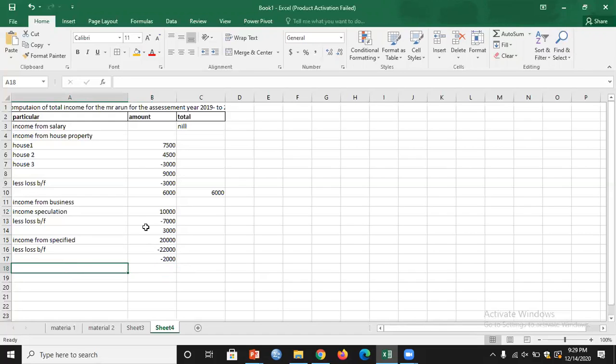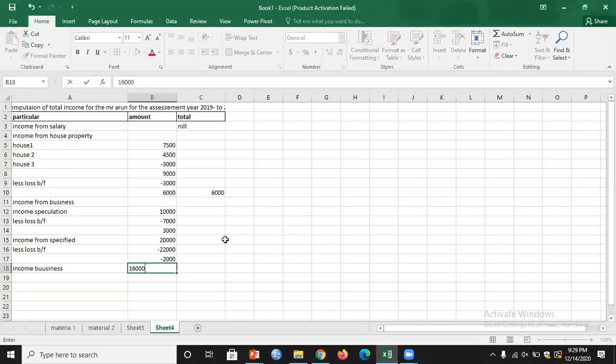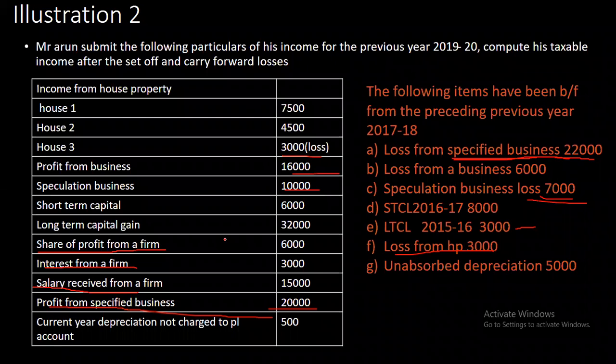Then the next thing is income from business. Income from business, we have around 60,000 rupees. Then we need to deduct something, and we need to add something. There are a few things which are given.